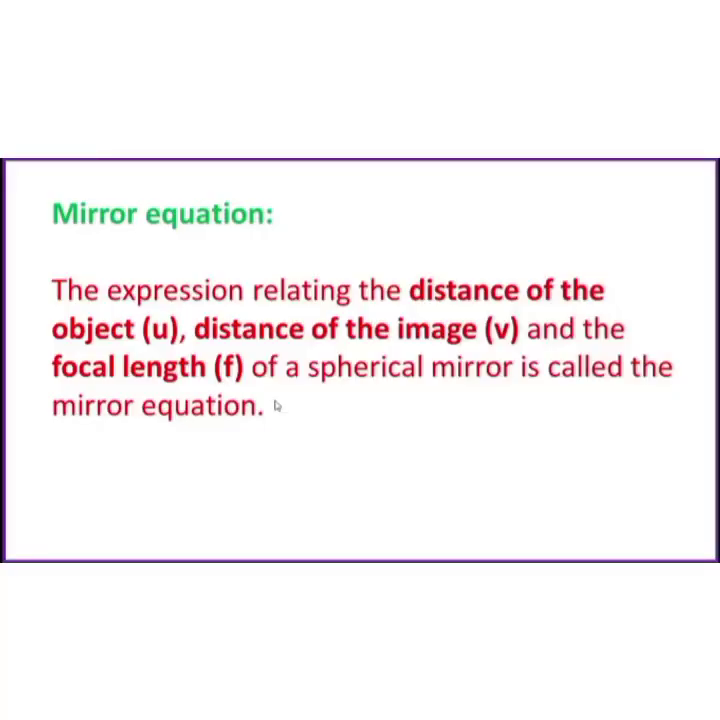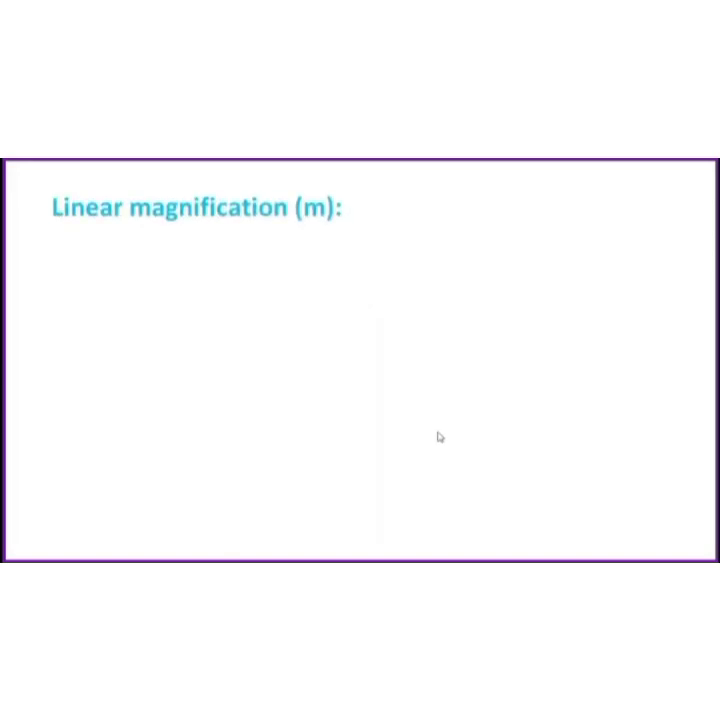Then V is the image distance, the distance between image and pole. Then F is the focal length of a spherical mirror. So the mirror equation, 1 by F is equal to 1 by U plus 1 by V. So we know that U is the object distance, V is the image distance, then F is the focal length of a spherical mirror. The next one, linear magnification.